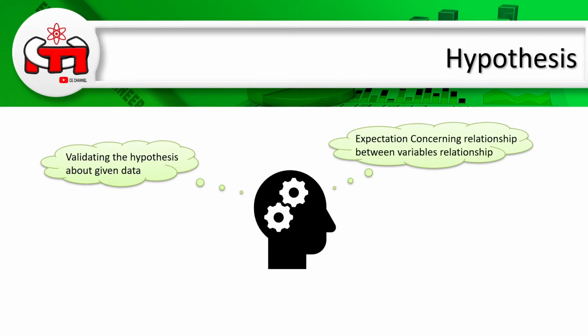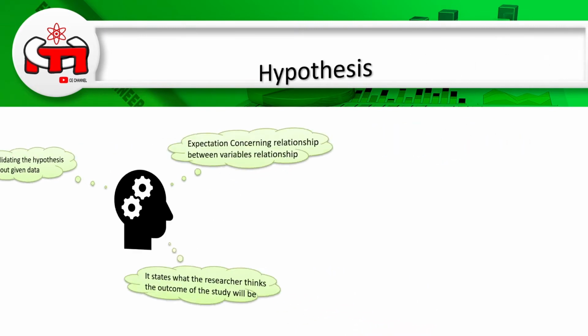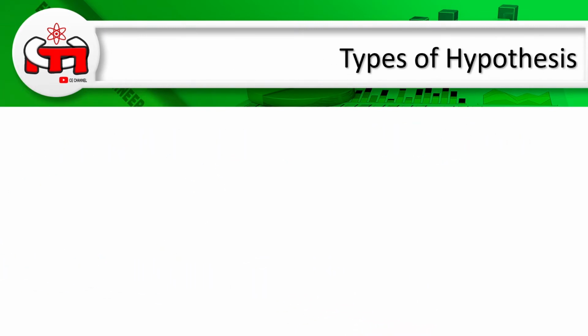Expectation concerning the relationship between variables. It is the expected result, based on the study, of the relationship between variables. It states what the researcher thinks the outcome of the study will be. Let us proceed to the types of hypotheses.